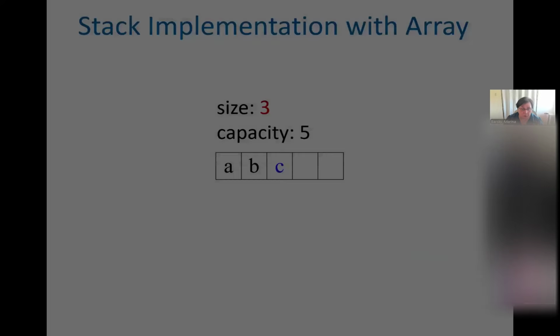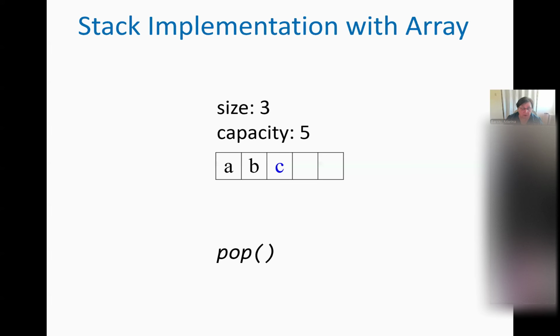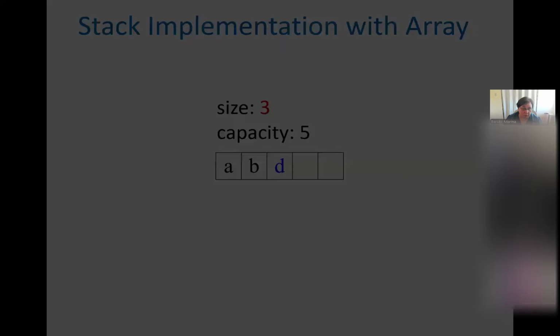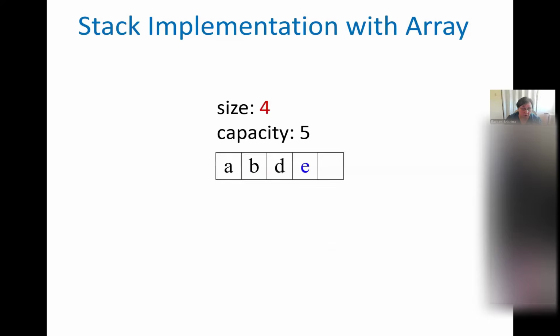Push C, we can push C, right? And then we pop. When we pop, we just remove C. The addition and removal both happen at the end of the array, which is extremely cheap unless we resize the array. Push D, push E, and push F. That's not difficult, right?